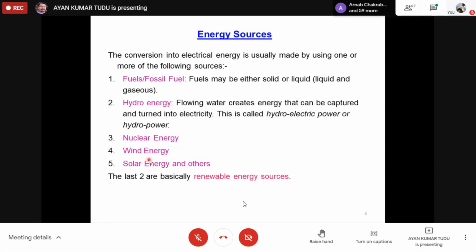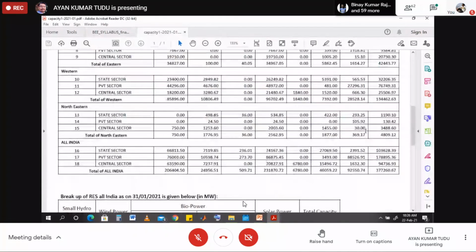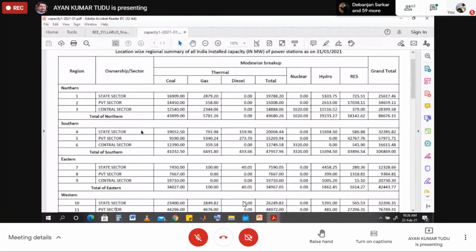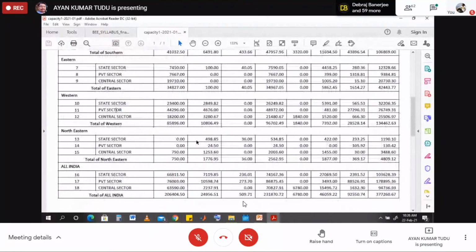Besides that, there is also biomass. Okay, biomass can actually be used for our electricity production. Okay, and I think I have a chart here. Okay, as you can see what we have, I hope the chart is visible. Okay, so this is the location wise regional summary of all India installed capacity. So as of 31st January, see the northern sector, southern sector, eastern, western, northeast. Total generating capacity of our country is, as you can see, at around how much?